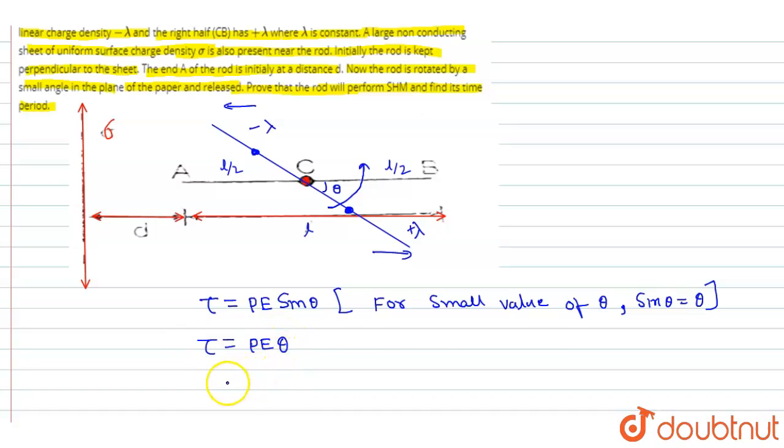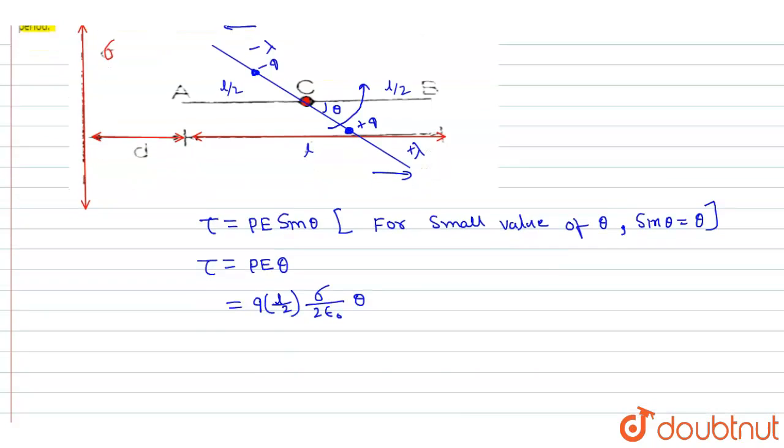Now P is the dipole moment. Minus Q charge is here and plus Q charge is here. P is equal to charge times separation of charge, which is L by 2, so P is Q into L by 2. And E due to the sheet is sigma divided by 2 epsilon naught. This is the electric field. And sine theta is theta.